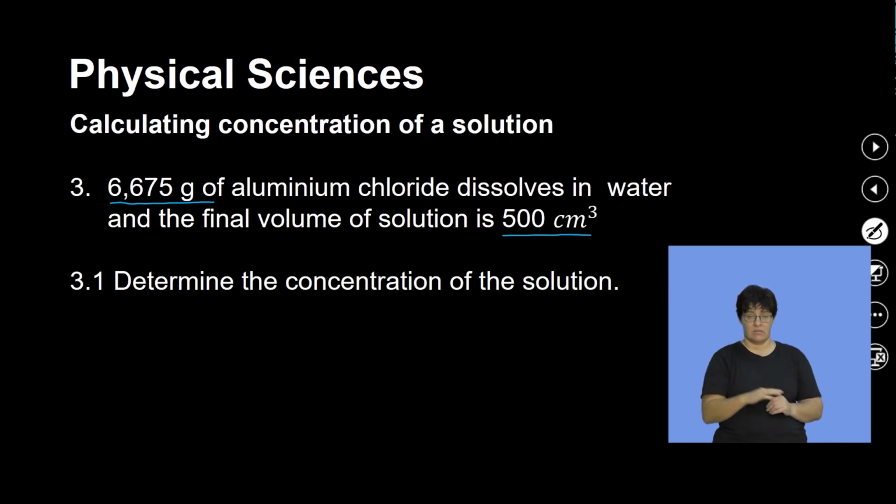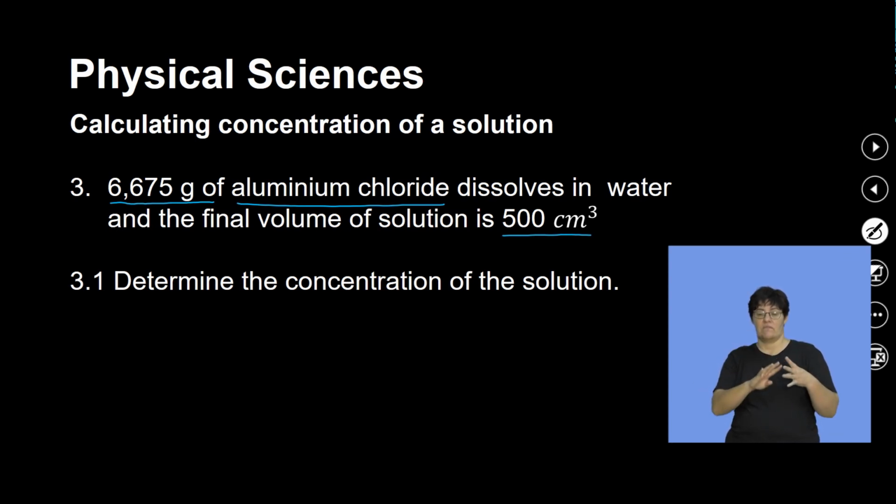So we want to determine the concentration of the solution. First things first, we need to understand the solute: it's aluminium chloride. From our chemical formulae, we need to be able to determine the correct formula of the solute so that we are able to use the periodic table to get the molar mass.